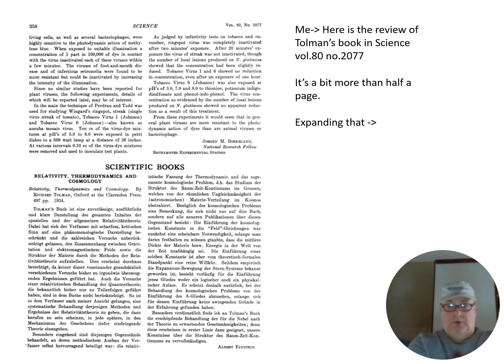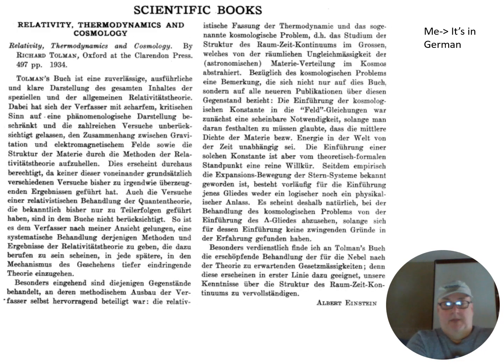So here is a review of Tolman's book in Science, that's a journal, volume 80, number 2077. It's a bit more than half a page, but it's a very short review. It's a review by Einstein. So I'm going to expand that image. This is the image expanded, and it's written in German. A lot of the journal is written in English, but this review is written in German. Einstein was more comfortable dealing with German than he was with English.